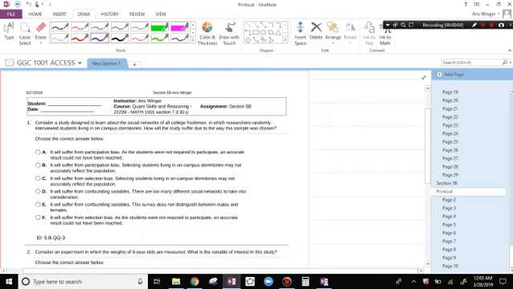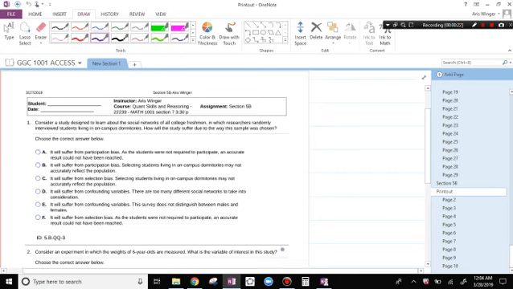All right, we're working on section 5B. Consider a study designed to learn about the social networks of all college freshmen, in which researchers randomly interview students living on campus dormitories. How will the study suffer due to the way this sample was chosen?